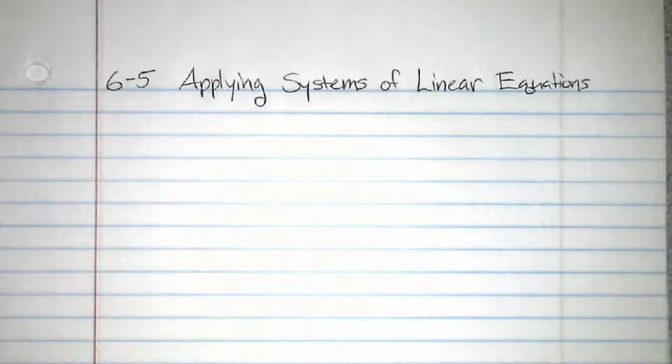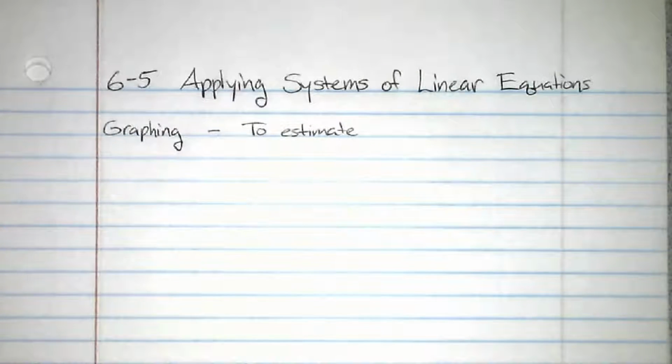Simplifying systems of linear equations. And in this section, we are going to discuss the 5 methods for solving linear equations that we've gone over so far and when best to apply each one. The first thing that we covered was graphing. Now, graphing is best used when you need to estimate an answer and you don't need something very precise.